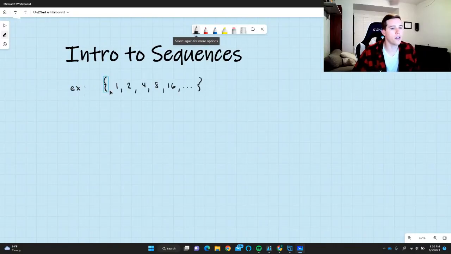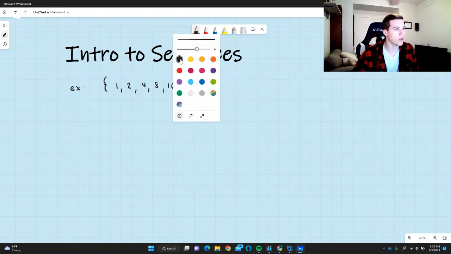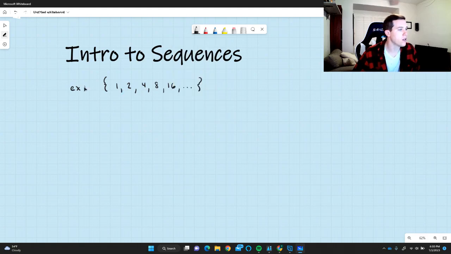So a sequence is basically just a list of numbers that are generated using some kind of mathematical rule or some kind of mathematical pattern. If you look at this one, we have these special curly brackets, meaning it's a list of numbers. And we have this sequence of numbers 1, 2, 4, 8, 16, dot, dot, dot. The dot, dot, dot means it's an infinite sequence. It goes on and on. It does not have a last term. So that idea of a last term is going to be pretty important.